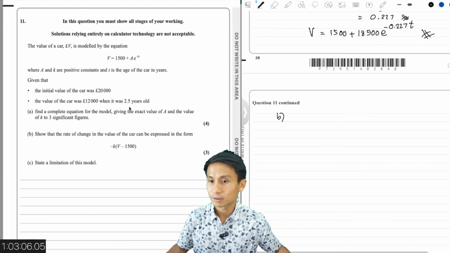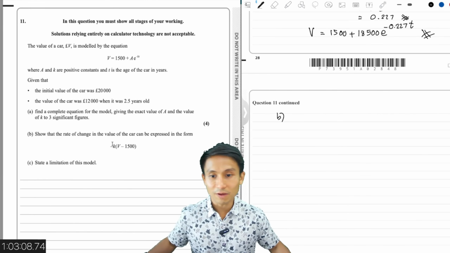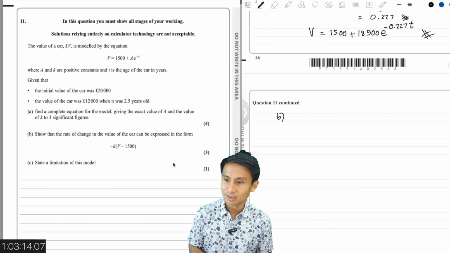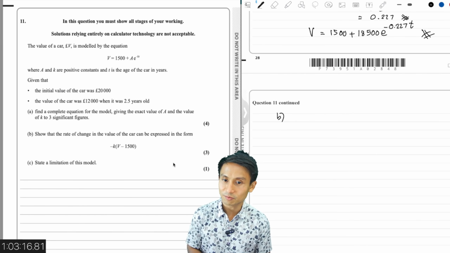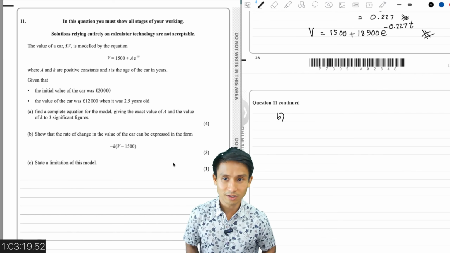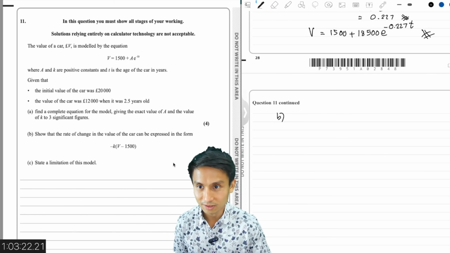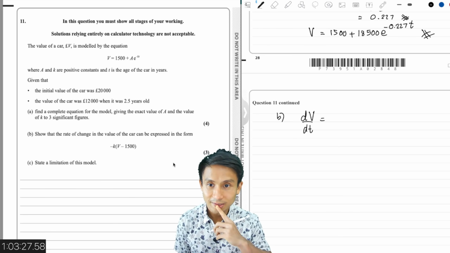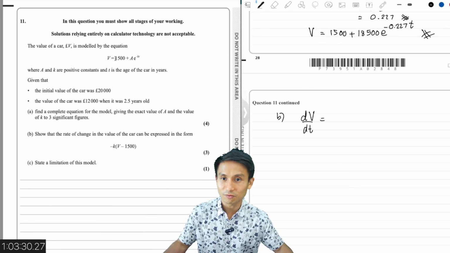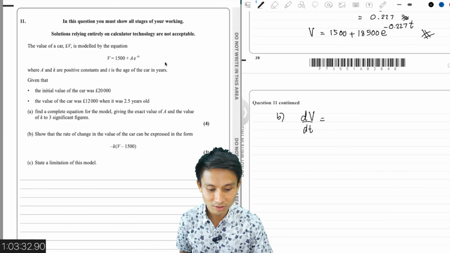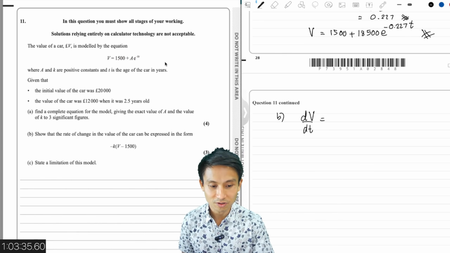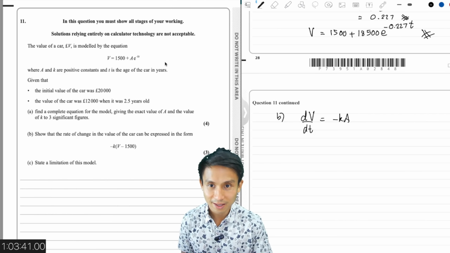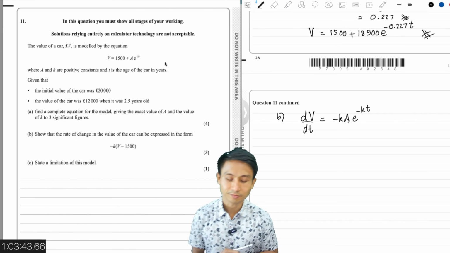Part B. Show that the rate of change in the value of the car can be expressed in the form. The rate of change. Okay, they would like this kind of question as well. So basically, we're just going to differentiate the car price. dV by dt is just... I'm going to differentiate the initial form first because I don't want to write too much. The 1,500 goes away, and we have minus kA, just bringing the minus k down to multiply A, and then e to the minus kt.